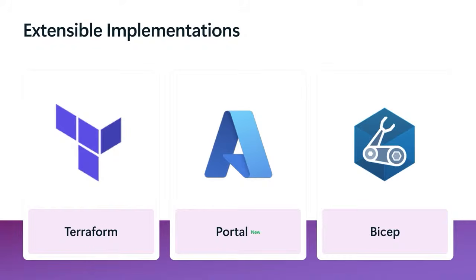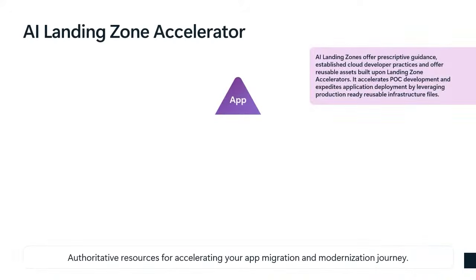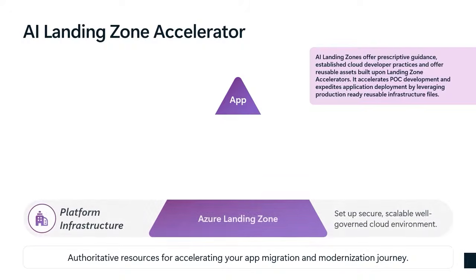Coming towards the end of my part of the presentation before I hand over to my colleague Nadeem, imagine if this triangle at the top represents your AI application. What does it take to get this AI application into production? So the first thing that you would do is to set up your platform infrastructure if you haven't set that up already using Azure Landing Zones.